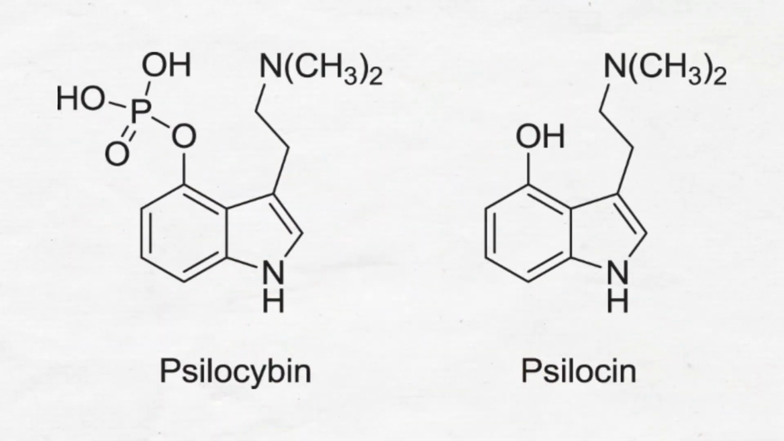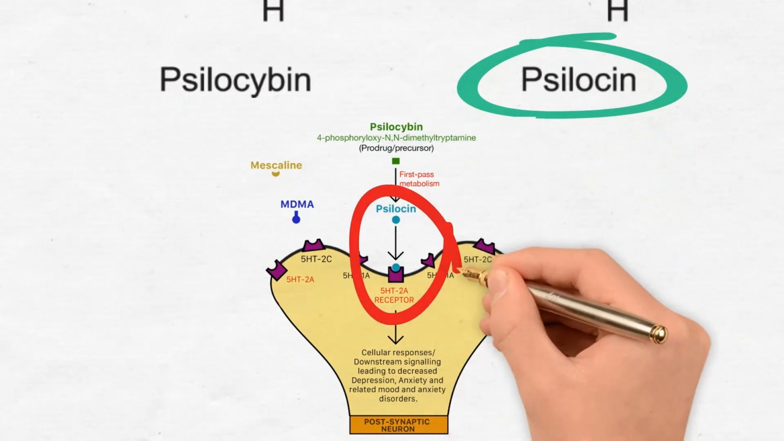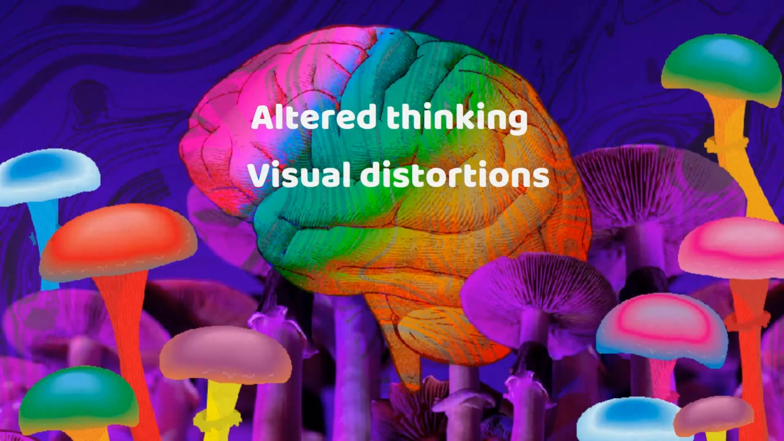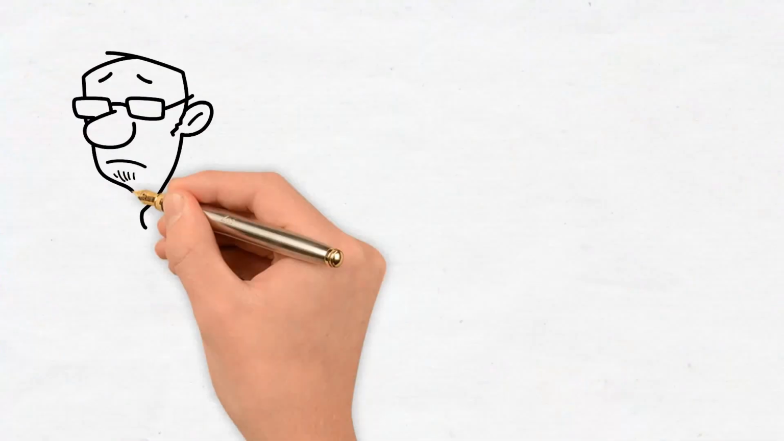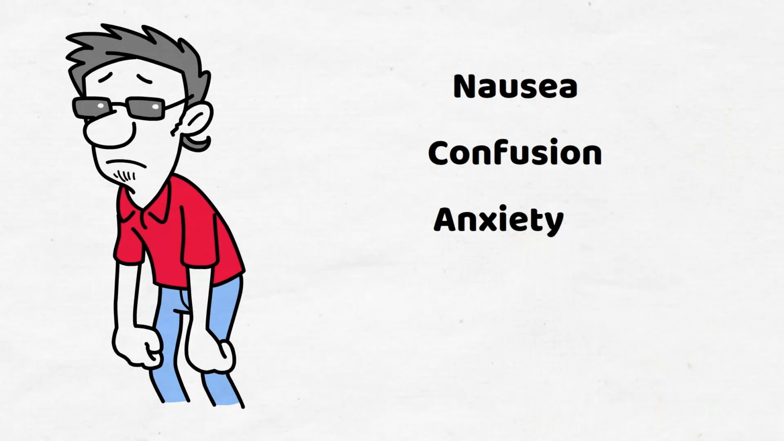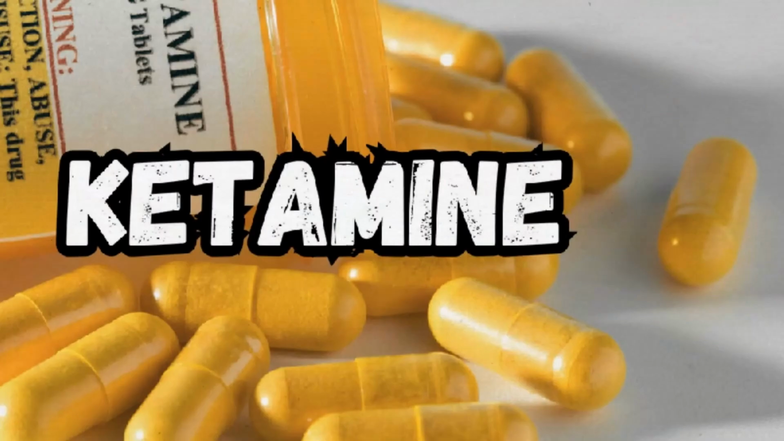Inside the body, psilocybin is converted into psilocin, which stimulates serotonin receptors. Users experience altered thinking, visual distortions, and changes in mood. Adverse effects include nausea, confusion, anxiety, and disorientation, especially at high doses. Ketamine. Ketamine can be snorted, injected, or taken orally.